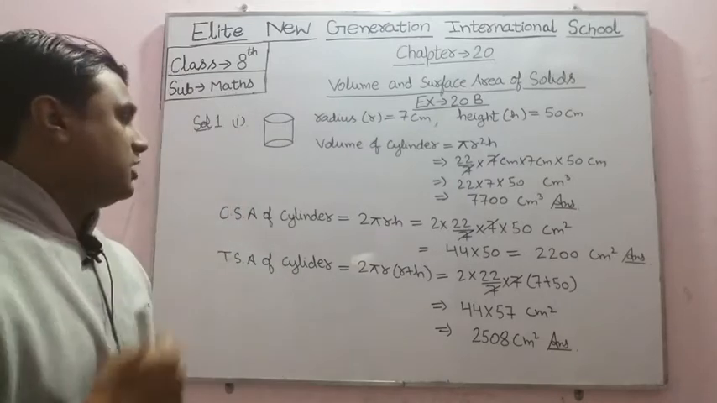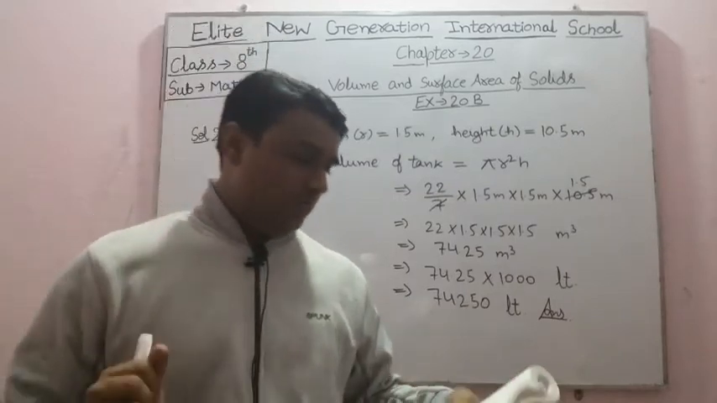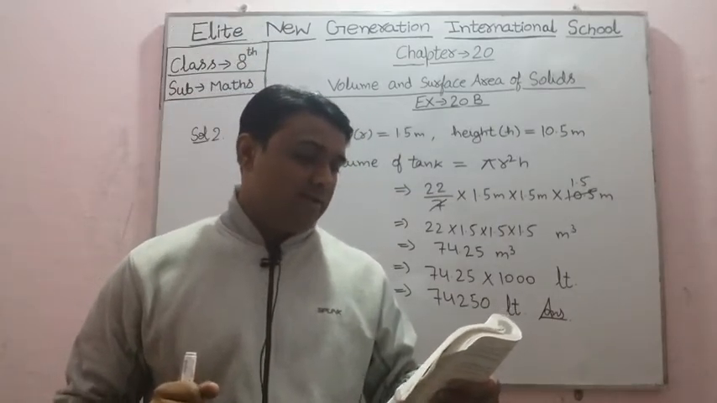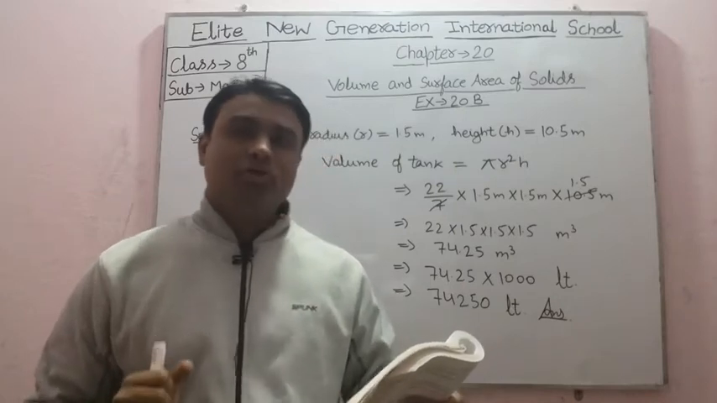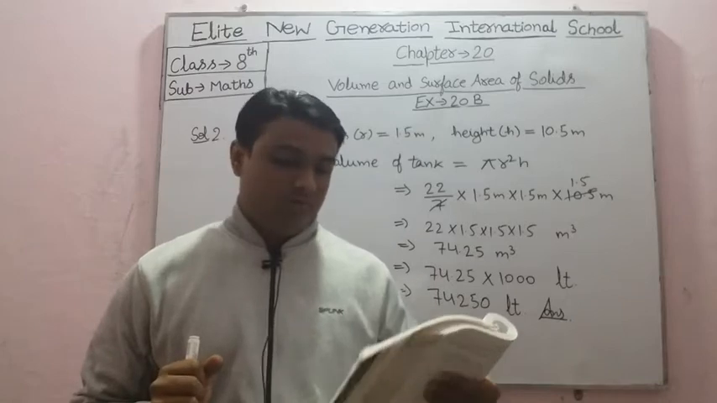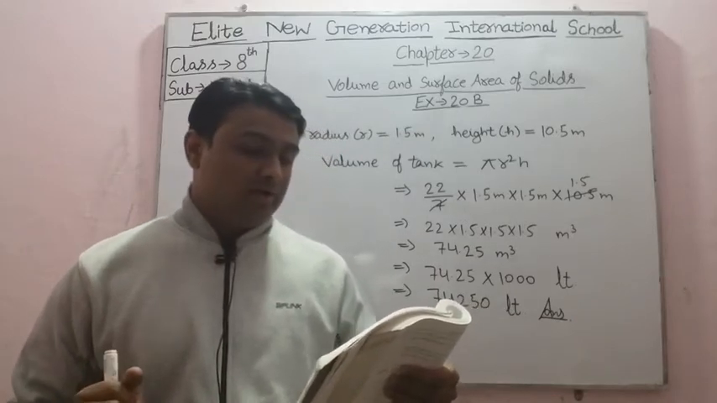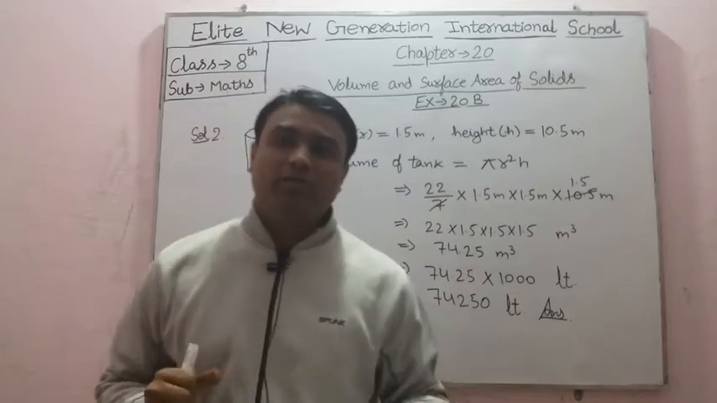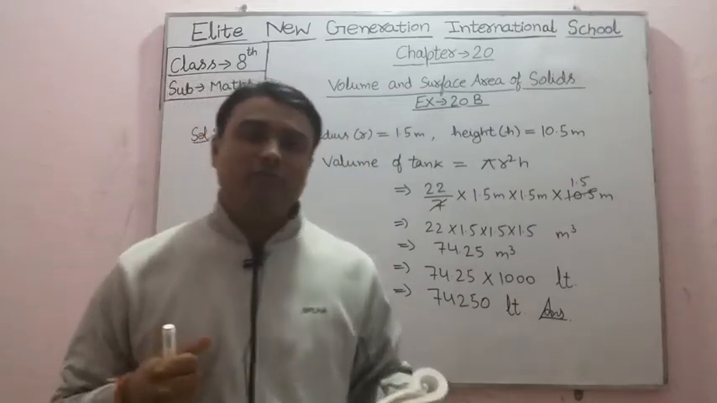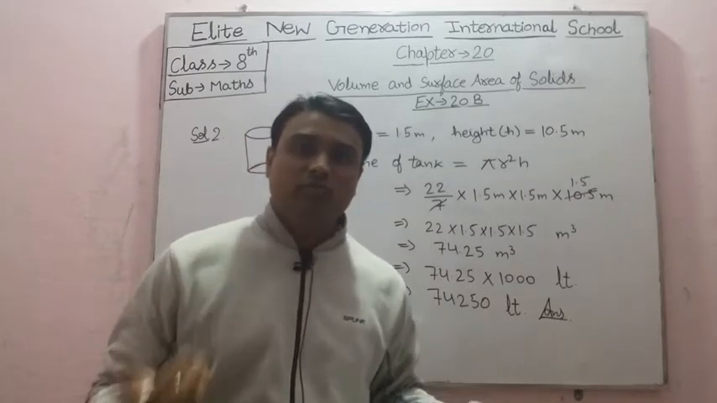They are also the same. Now after this, see question number 2. In question number 2, a milk tank is in the form of a cylinder whose radius is 1.5 meter and height is 10.5 meter. Find the quantity of milk in liters that can be stored in the tank. Here we have a tank whose radius and height are given. We have to find its capacity or quantity, which means we have to find its volume.